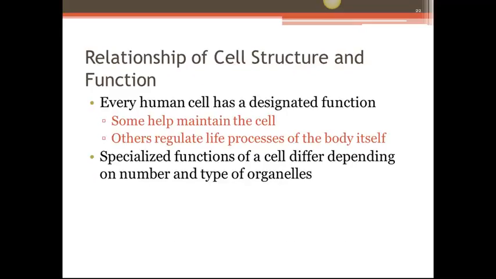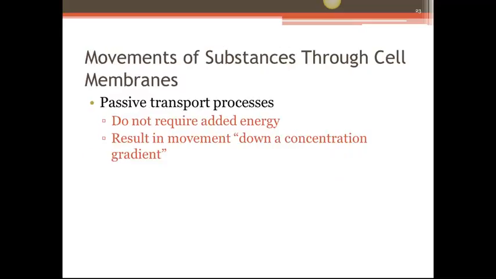Relationship of cell structure and function. Every human cell has a designated function. Some help maintain the cell, others help regulate life processes. Specialized functions of the cell differ depending on the number and the type of organelles. There are two types of transport processes for moving substances into and out of the cell: diffusion and filtration.